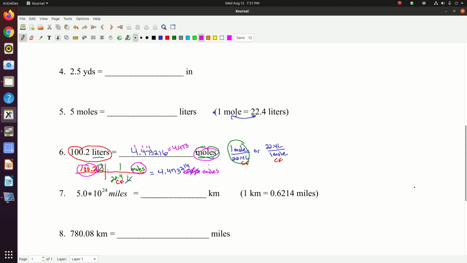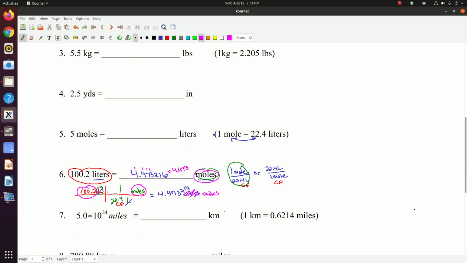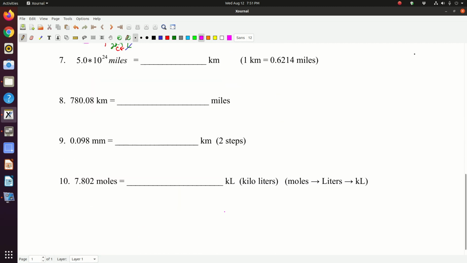Now we're going to go ahead and do a multi-step conversion. Let me do one of the more difficult ones. Number 10, I'm not going to do number 10 because I gave you the clues right here. You're going to turn moles into liters and then liters into kiloliters. So let's not do that one. Let's go ahead and do number 9 together. All right, so we have millimeters and kilometers.